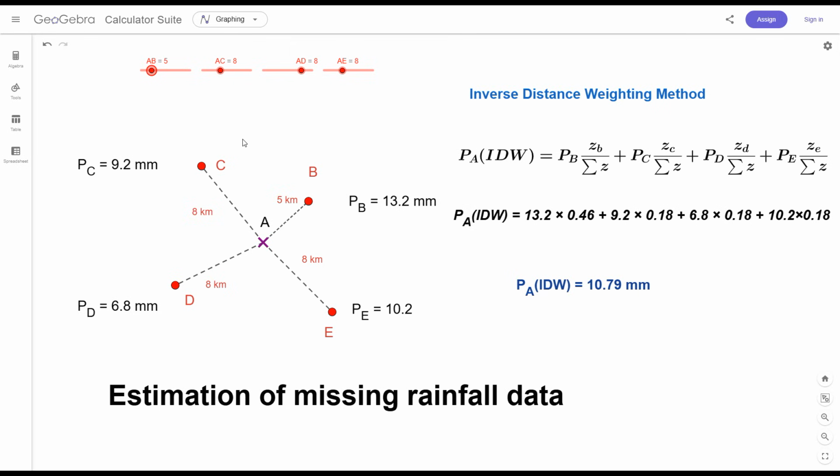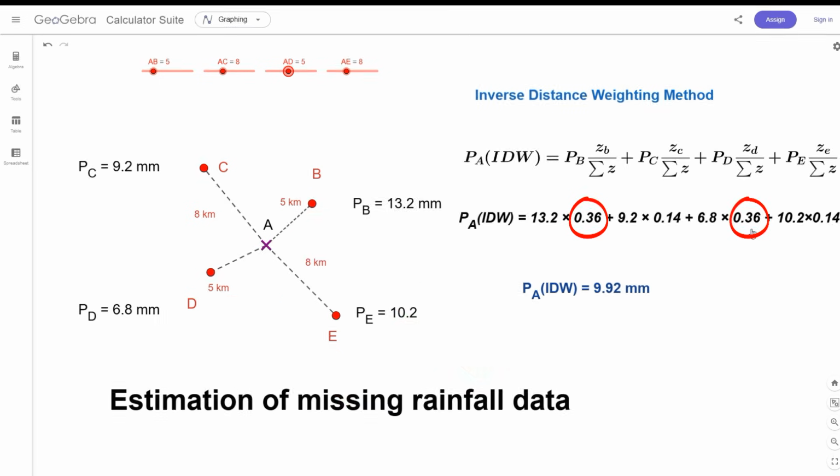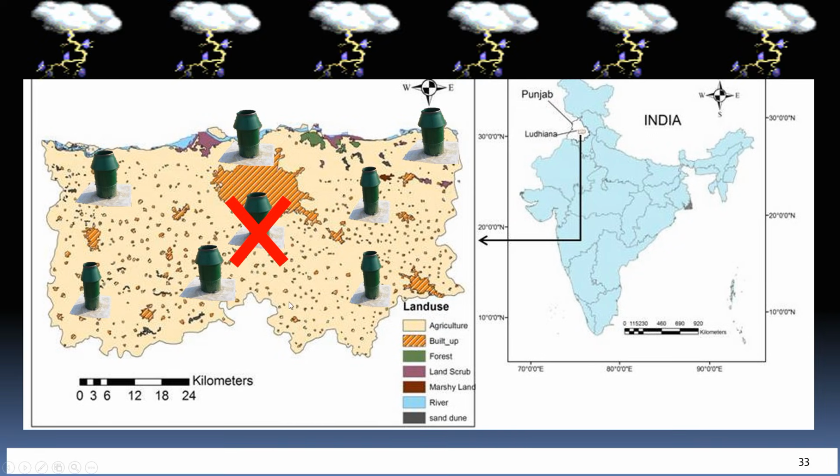Additionally, if we change distance AD to 5 kilometers, both index stations B and D have equal weights, as both distances AB and AD are the same. In summary, we can think of IDW as an improvement over the arithmetic mean method. This method is applicable for plain areas.